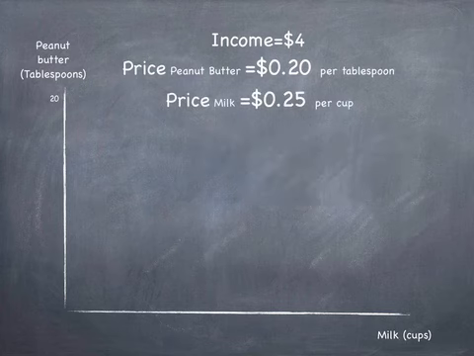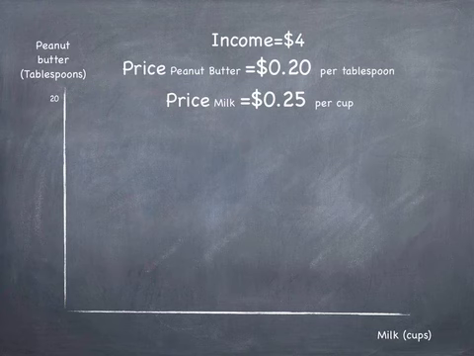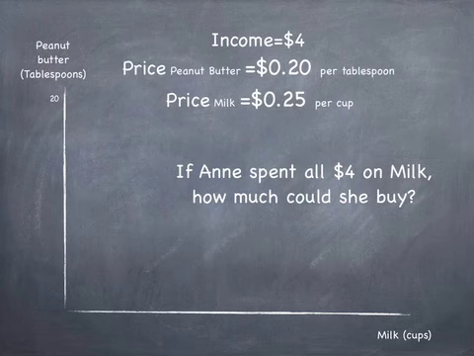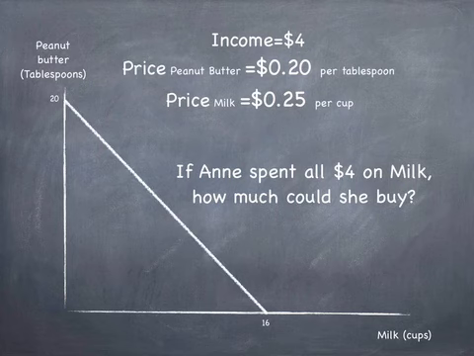Now let's suppose that the price of milk is 25 cents per cup. If Anne spent all $4 on milk, how much could she buy? Again, we'll take $4 income and divide it by the price of milk, 25 cents, and we get 16. So if Anne spent all $4 on milk, she would be able to buy 16 cups of milk. If we connect these 2 points with a straight line, this gives us a line that we call the budget constraint. This budget constraint shows us all combinations of peanut butter and milk that Anne can afford.